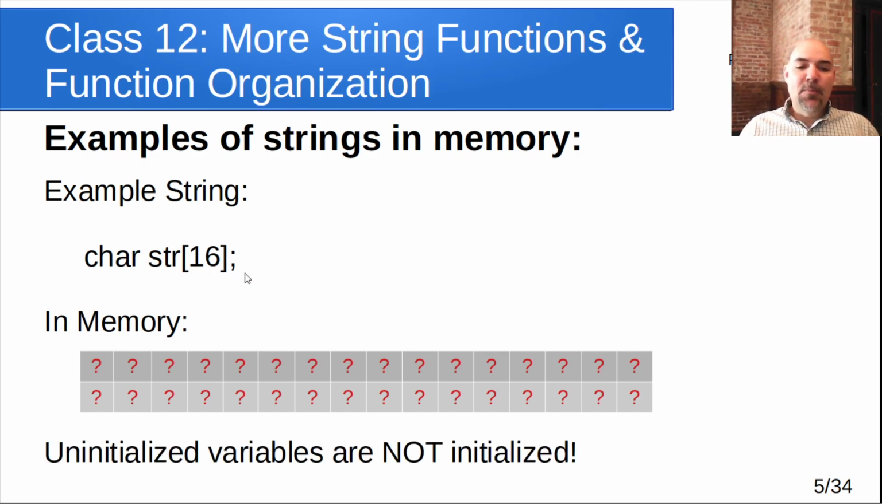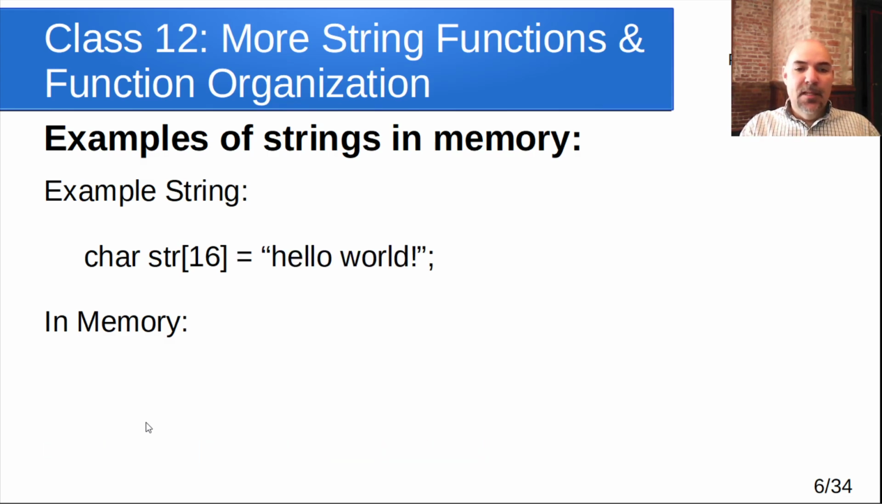So looking at the output of that, as we'll see in a second, there could be just random garbage in there. Remember that uninitialized variables are not initialized, so we have no idea what's in those 16 bytes right now. Could be zeros. Could be other random garbage, could be stuff left from some other program that ran in the past. We have no idea. All right, so here's another example.